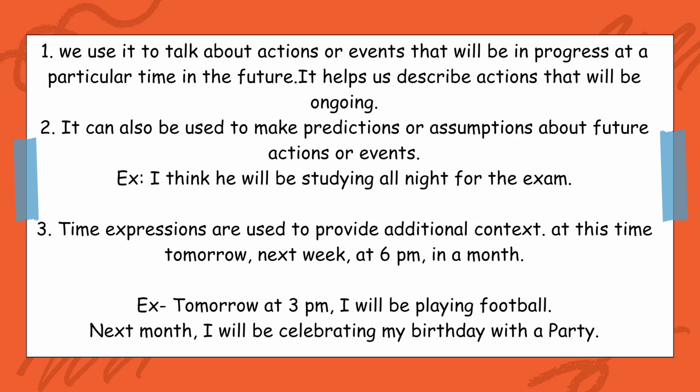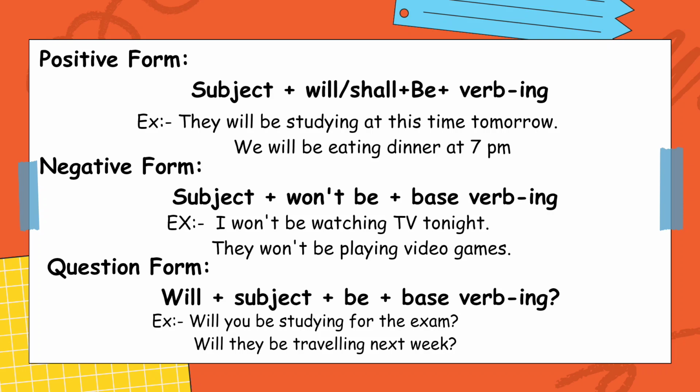Time expressions are used to provide additional context: at this time, tomorrow, next week, at 6 p.m., in a month, like that. Example, tomorrow at 3 p.m., I will be playing football. Next month, I will be celebrating my birthday with a party. Positive form structure is subject plus will or shall plus be plus verb ing. Example, they will be studying at this time tomorrow. We will be eating dinner at 7 p.m.